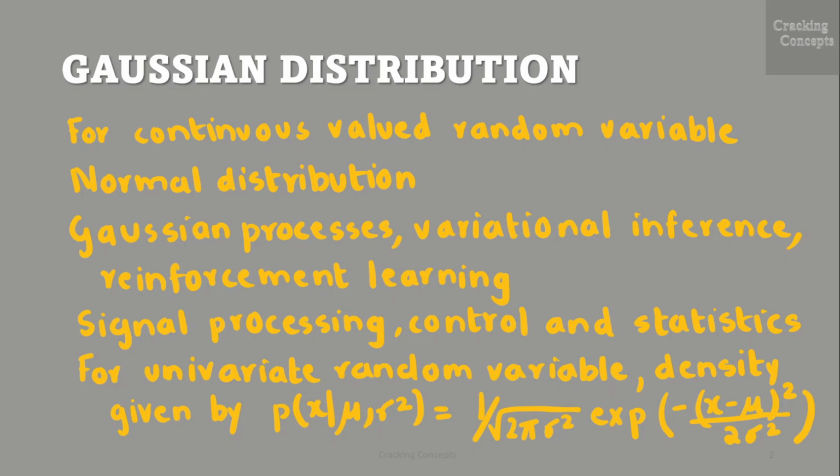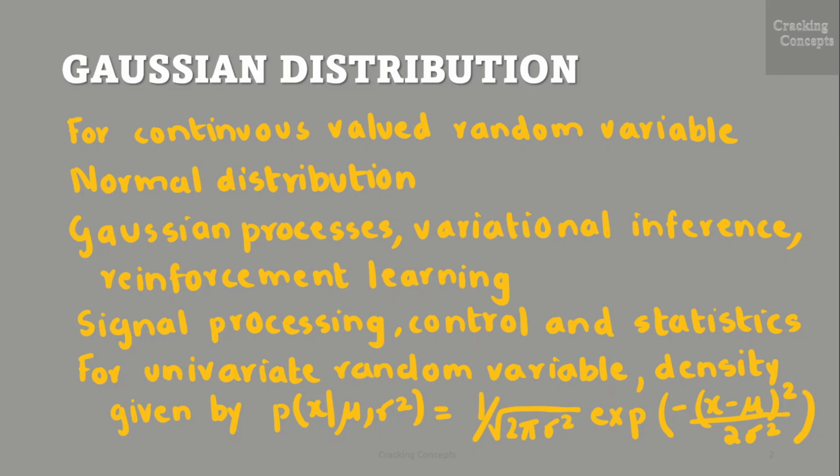There are many other areas of machine learning that also benefit from using a Gaussian distribution. For example, Gaussian processes, variational inference, and reinforcement learning. It is also widely used in other application areas such as statistics for hypothesis testing, signal processing for Kalman filters, and control for linear quadratic regulators.